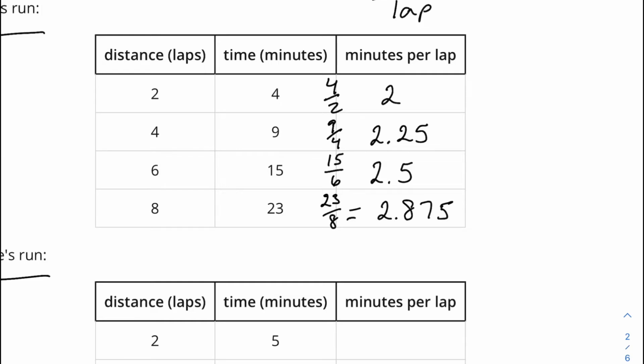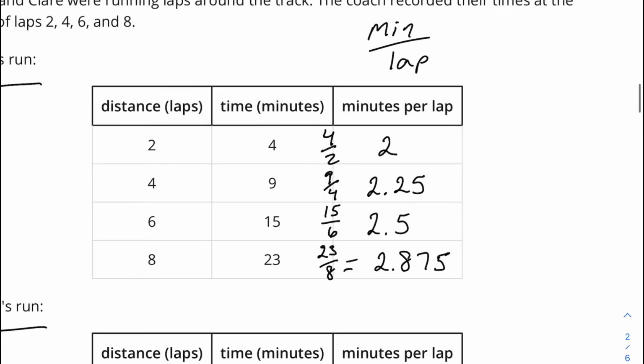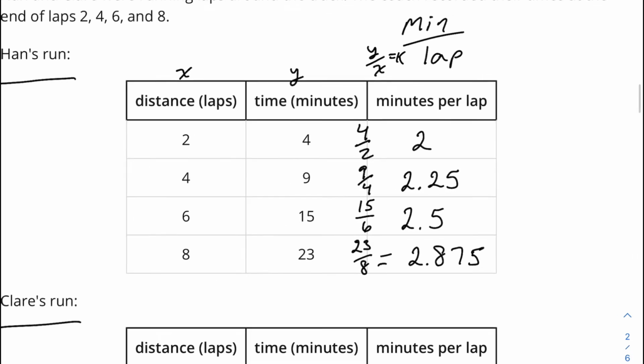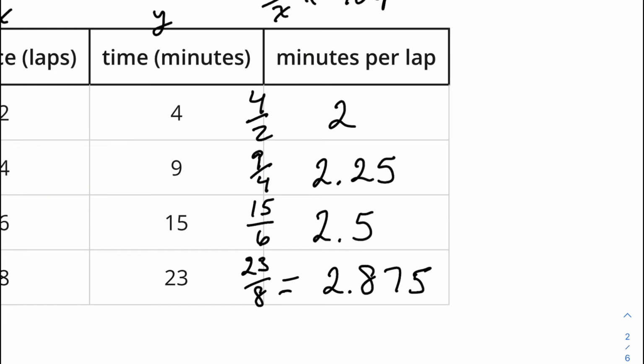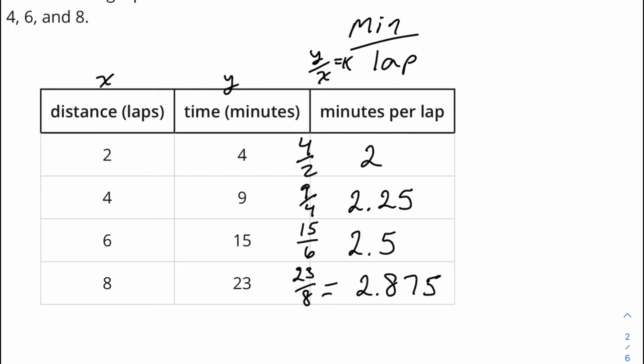So as we can see, the minutes per lap here are changing. We can think of this as a proportional relationship if we put x over the distance here and y over the time. And what we've just done here is y over x. That's my k. I'm checking to see, is there a constant minutes per lap? And for Han here, we can see as time goes on, as he runs more laps, it takes longer to run those laps. It starts out at 2 minutes per lap and ends at 2.875. So he must be getting tired out. It takes him a little bit longer to do that run.